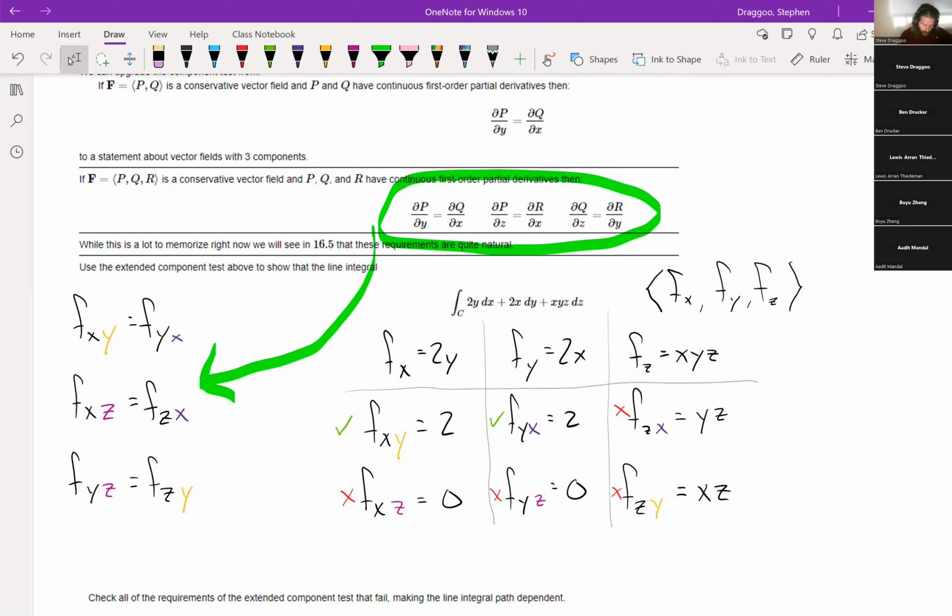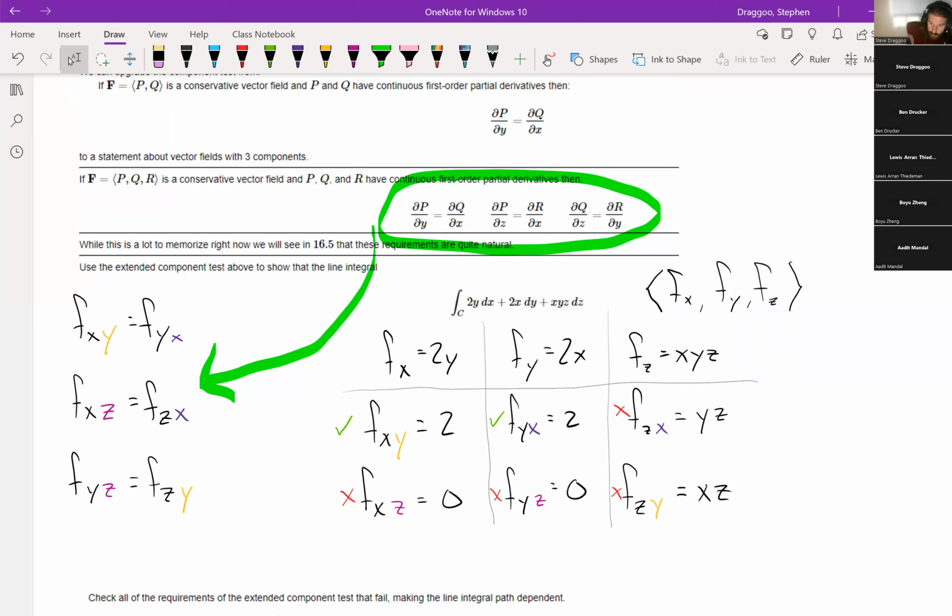Starting from the y partial, I should do an x partial and a z partial. Again, I get 2 and 0. For the z partial, I should then do an x and a y partial. I get yz or xz for those 2 options. Then I just need to compare every pair of terms that has the same 2 partials. So looking across xy and xy, both of those are 2.